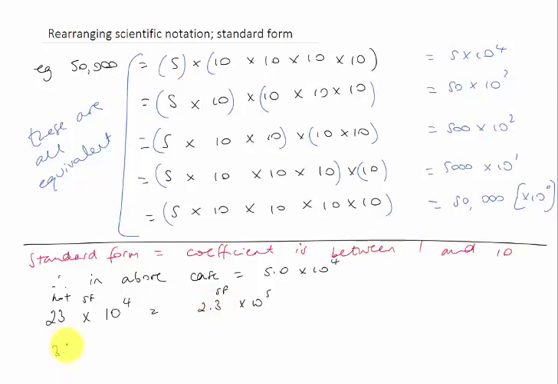Or if we've got 3.2 times 10 to the minus 4, that is standard form, because this coefficient here is between 1 and 10. But if we wrote an equivalent number, which would be, let's say, 32 times 10 to the minus 5, that's not standard form. So this is something you might be asked to do, but there's lots of different ways to write numbers using scientific notation that you might want to use, even though they are not standard form.